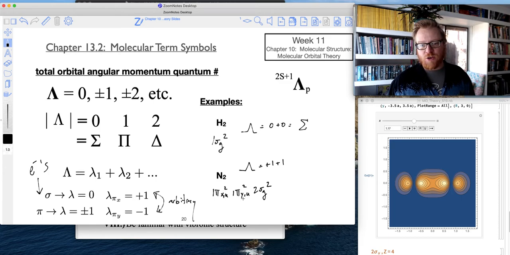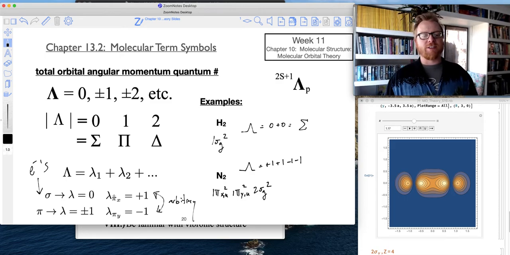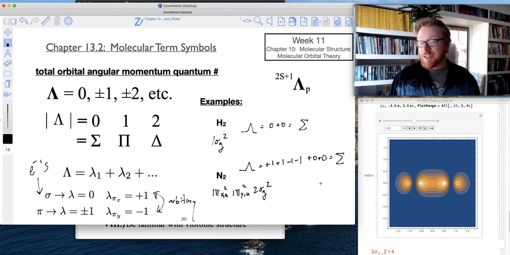Well, now I've got 2 electrons in the 1 pi yu, so that's going to be a minus 1 and a minus 1. And then now I've got 2 electrons in the sigma, and sigmas get a 0. So that's a plus 0 and a plus 0. And lo and behold, that all equals 0. So N2 is also a sigma state.